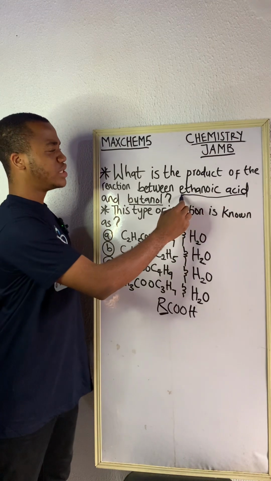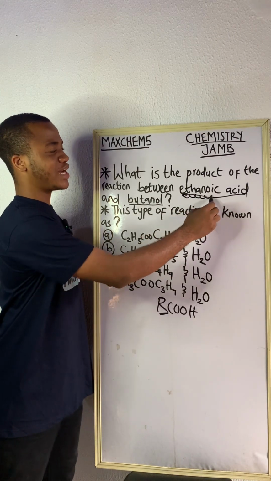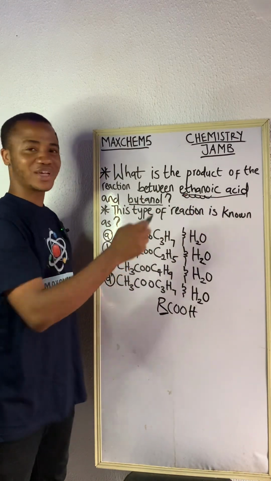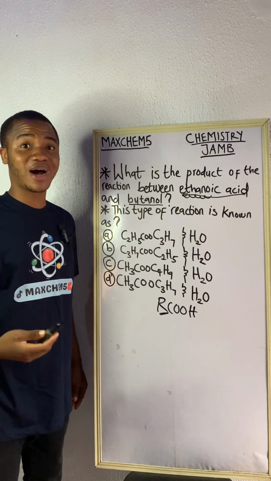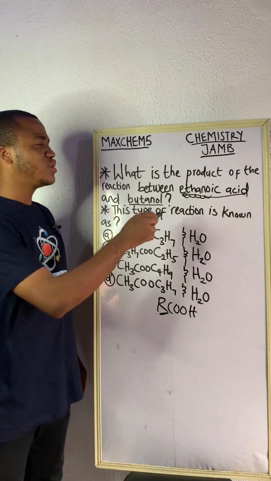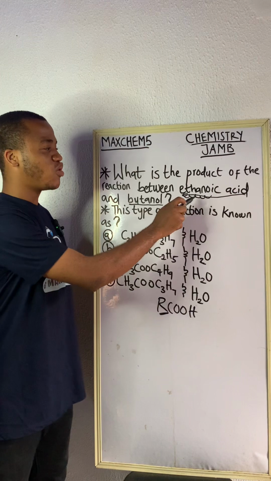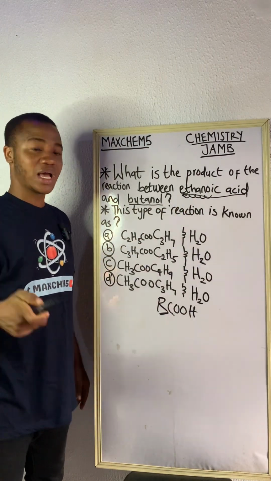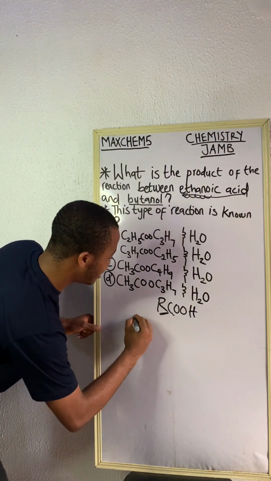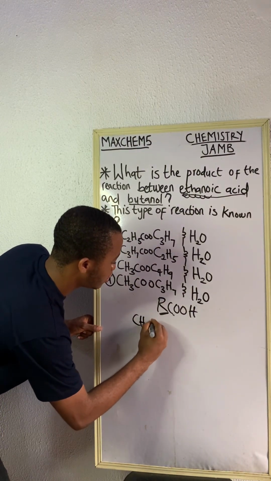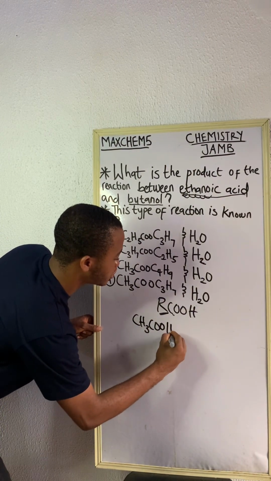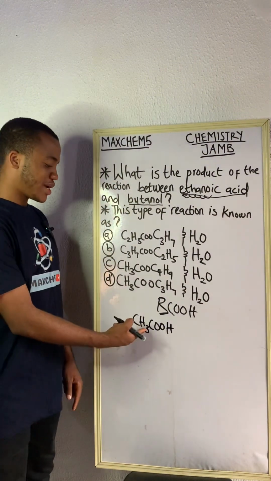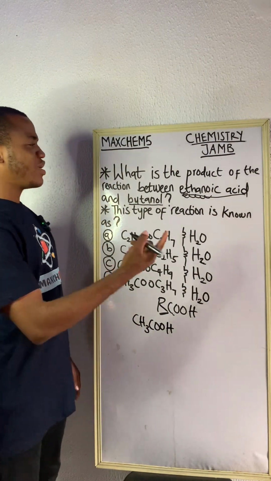We need to know the formula for this ethanoic acid. What is the formula for ethanoic acid? Ethanoic acid can also be called acetic acid. So now what is the formula? This is the second member of the alkanoic acids, and it has 2 carbons. And this is the formula. The formula is CH3COOH. This is the formula of ethanoic acid or acetic acid. Now let us go to the next thing.